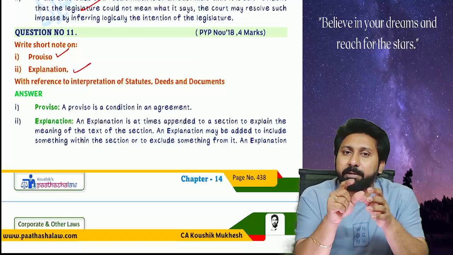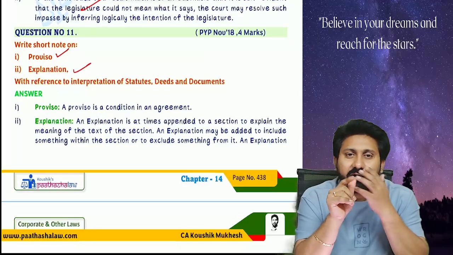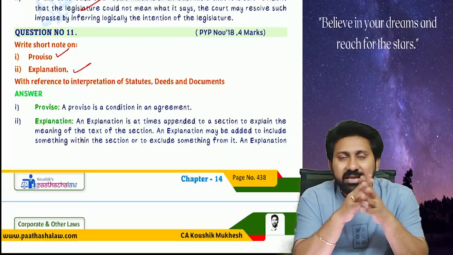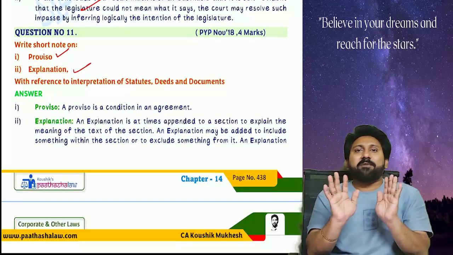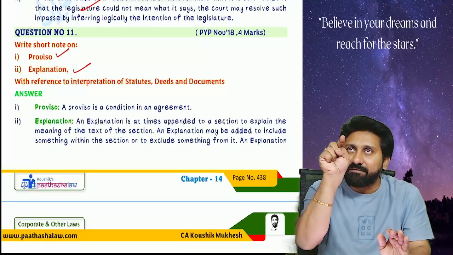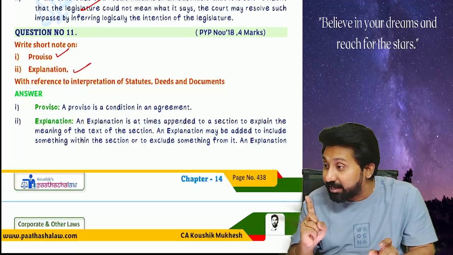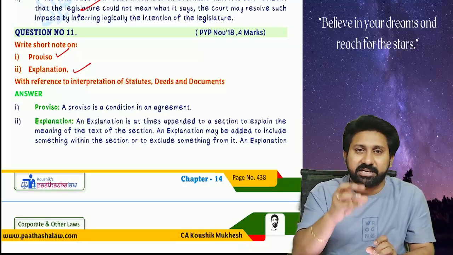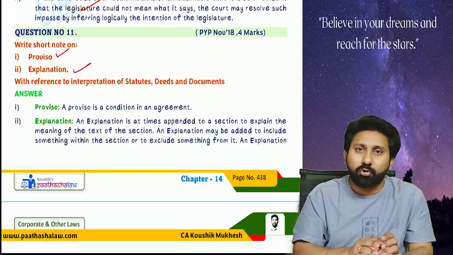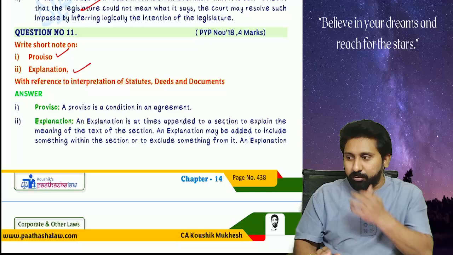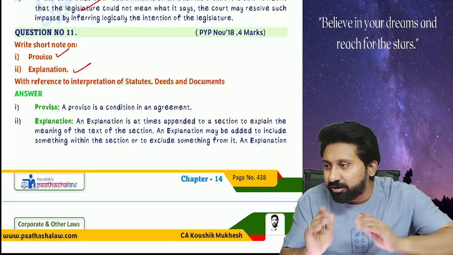The word company includes a body corporate. This is the explanation given. From this, what do you have to understand? They are not expanding the scope of the section. They are saying that the word company used in this section only, in this section only, includes body corporate also. What also? Body corporate also.